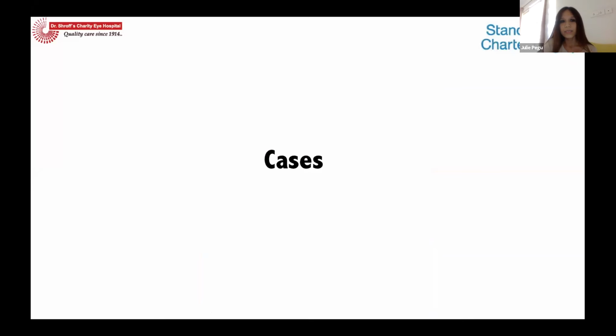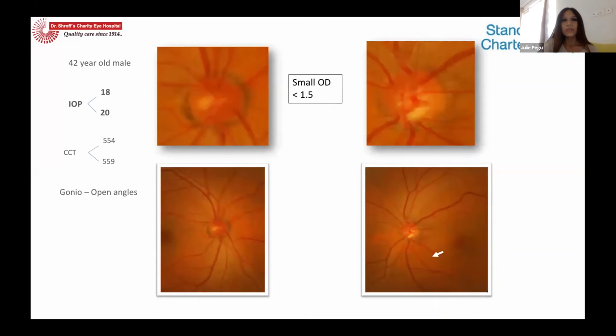So I'll be discussing a few cases with you. This is a 42-year-old male where the pressures are 18 and 20 with open angles. And you can see that both the optic discs are small in size. In the right optic disc, there is a regular margin of the cup, and the cup is around 0.3:1, which is not expected in a small disc like this. You can also see that the cup is getting slightly deeper, which is not normal for a disc like this. You can see this by the bending of the blood vessel.